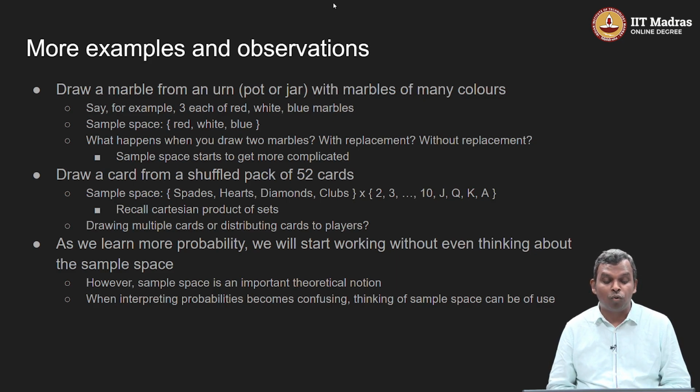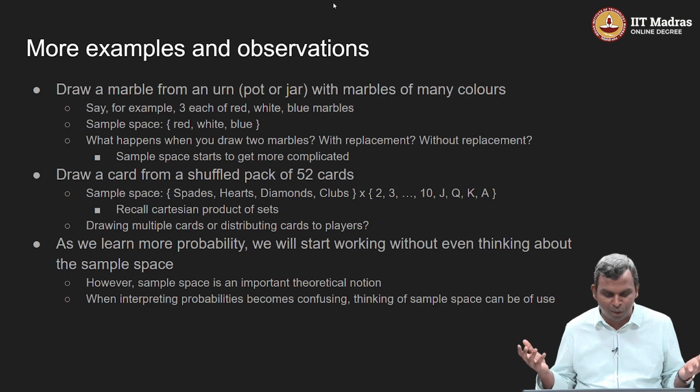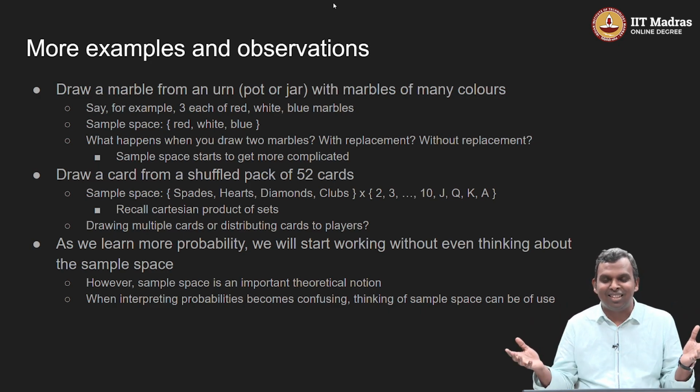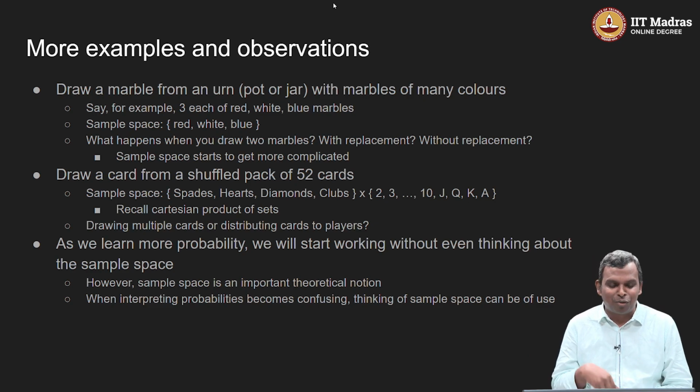Statisticians love what's called the urn, U-R-N. You won't hear them say pot or jar or some box. They'll say urn. For some reason, they like the urn. Urn is just a pot. Okay. The first experiment that you see there is drawing a marble from an urn.